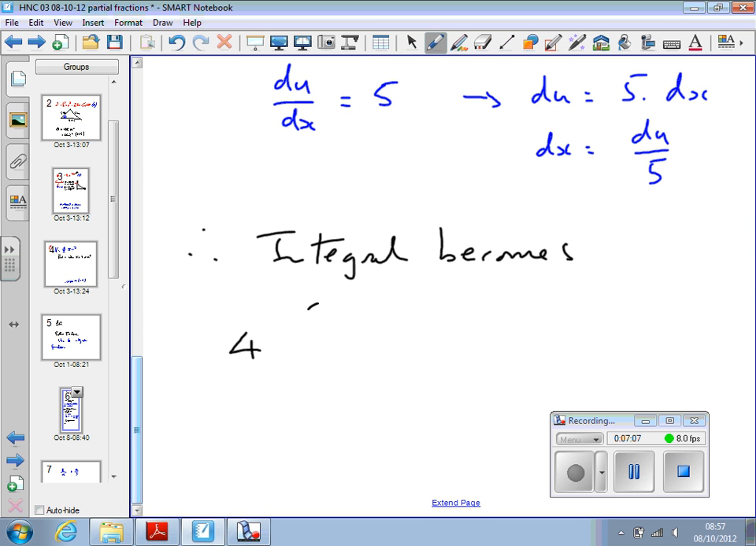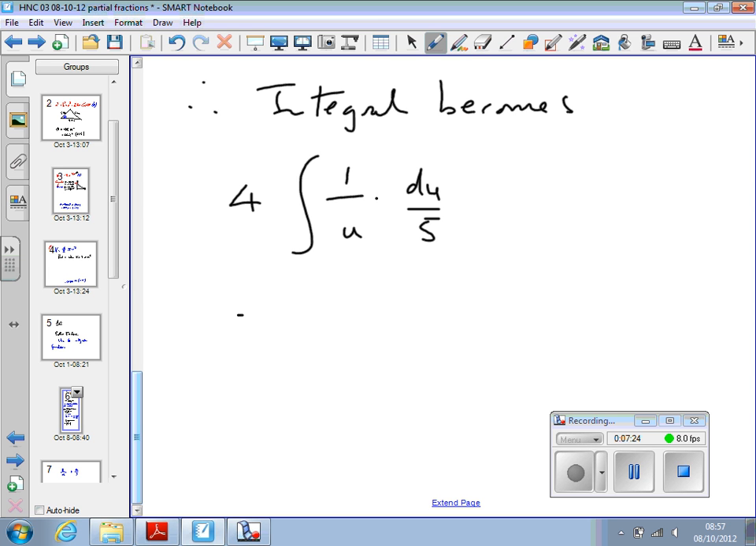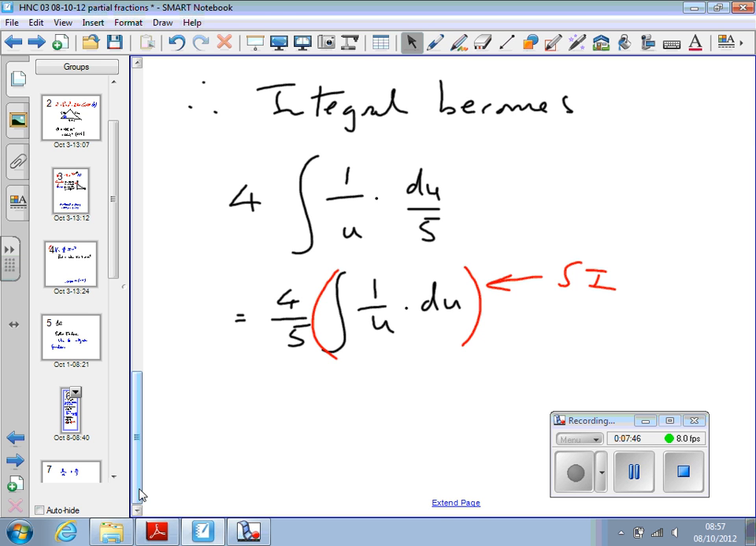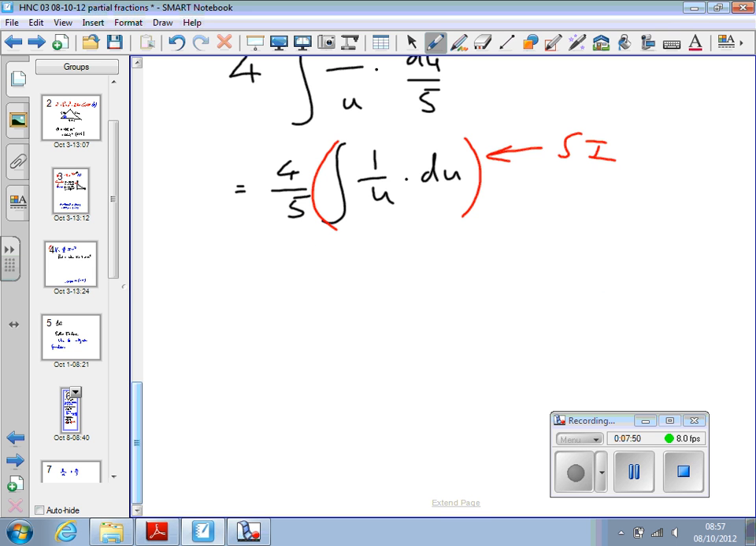4 times the integral of 1 over u times du over 5. The 5 can come outside the integral because it's a constant. So this equals 4 over 5 integral 1 over u du. And now that is the standard integral. So this bit is now the standard integral that we've got at the top. So the solution is 4 over 5 times log u plus c.